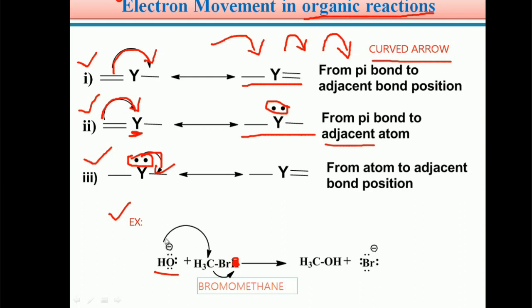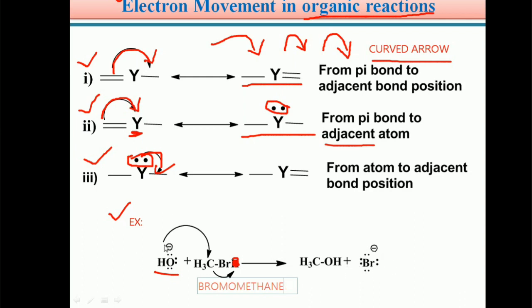This hydroxide ion has a pair of electrons, this negative charge, which moves towards the methyl carbon. After attaching this OH minus to the carbon, the bromine atom goes away with a bond pair of electrons. As a result, we get CH3OH as a product and Br minus ions are formed in the reaction.